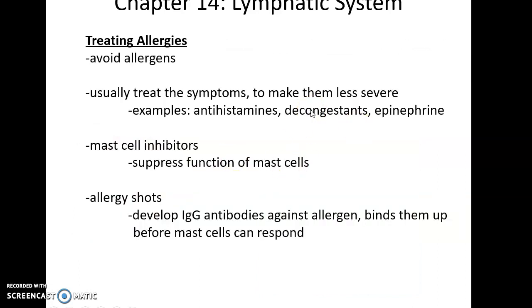Treating allergies. Well, there's avoiding the allergens, treating the symptoms, antihistamines, decongestants, epinephrine. There are some mast cell inhibitor medications out there to suppress the mast cells. And there are allergy shots. For some allergies, it turns out you can try to build up a resistance to those allergens by injecting or eating small amounts of them over time. Your body will start giving you IgG antibodies against the allergens, and this will help to bind up allergens before the mast cells and IgE antibodies can respond.